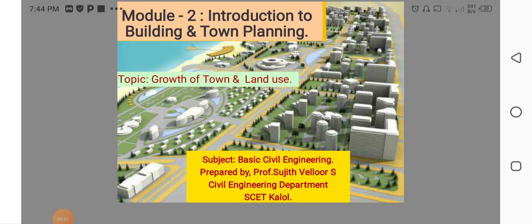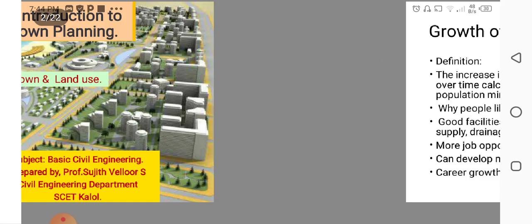Hello, welcome to the lecture on Basic Civil Engineering, Module 2, Introduction to Building and Town Planning. In today's lecture, we'll be discussing growth of town and land use.